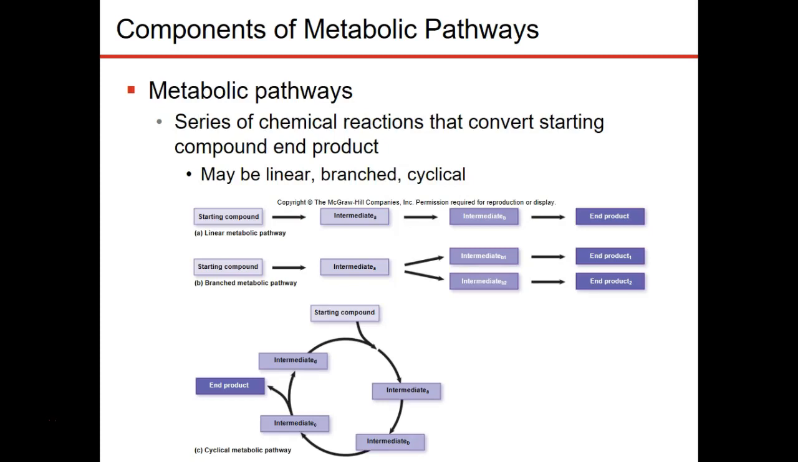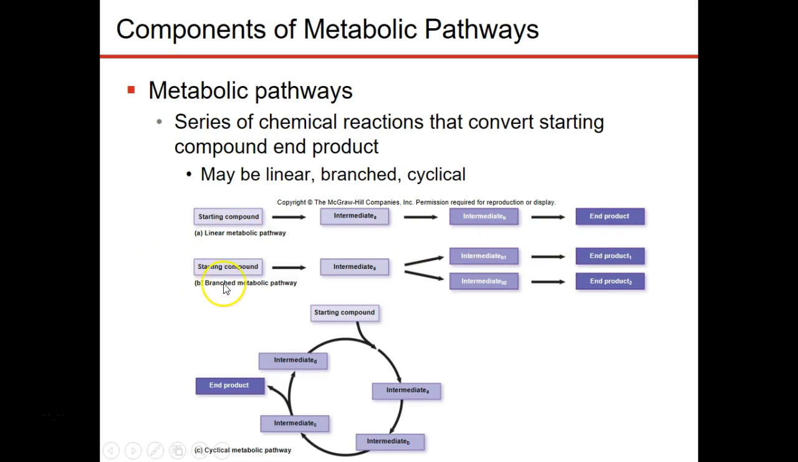And when we talk about metabolic pathways, a lot of times people look at, and this is a perfect example, a linear pathway. You start with some molecule A, and it gets converted through an enzymatic reaction to intermediate A. And then intermediate A gets converted into intermediate B by another enzymatic reaction. This is a metabolic pathway, but it is a very uncommon pathway.